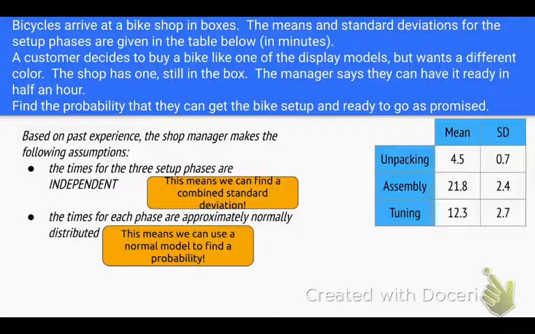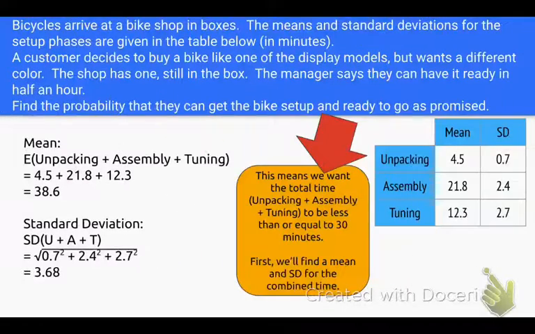So based on past experience, the shop manager makes the following assumptions. The times for the 3 setup phases are independent. Okay, so that means one does not affect the next. So you do one, get it done, does not affect the next process or the next phase. So this means we can then find combined standard deviation. And the time for each phase are approximately normally distributed. Okay, so we're going to start talking about conditions as we move to sampling distributions. So these are kind of some conditions that we need to check before we can actually move on to doing the math. All right, so let's go ahead and find the mean.